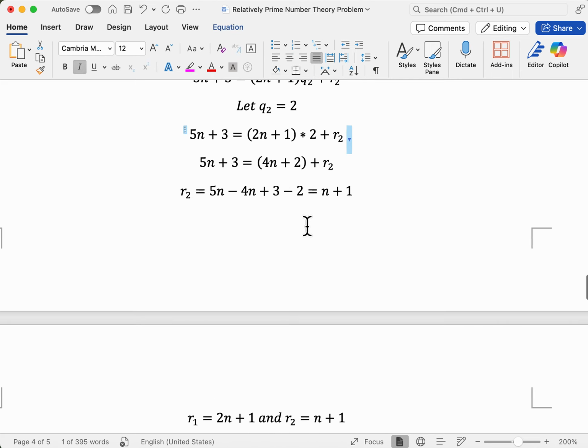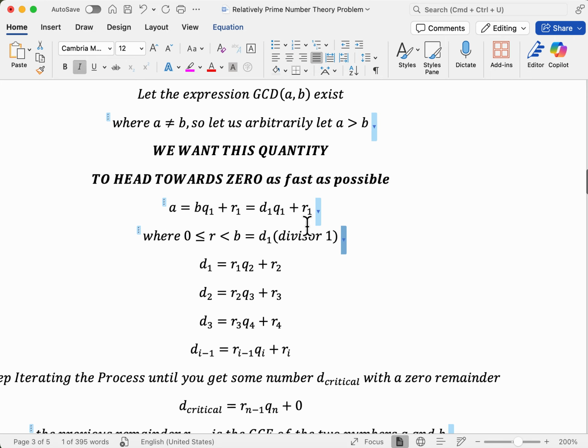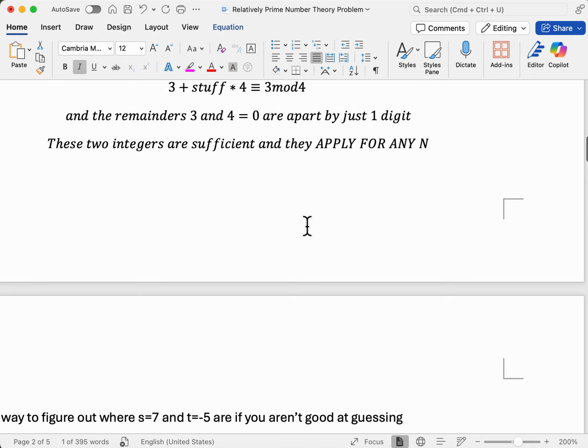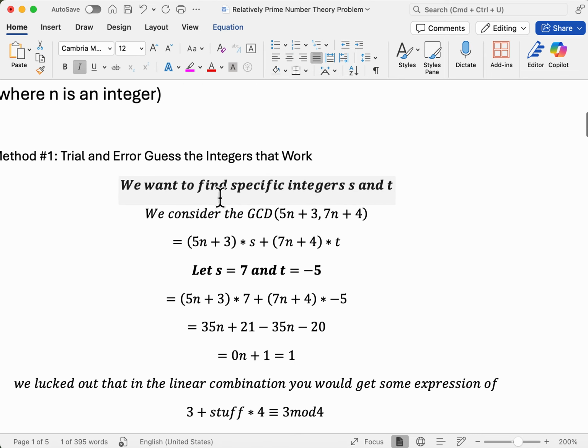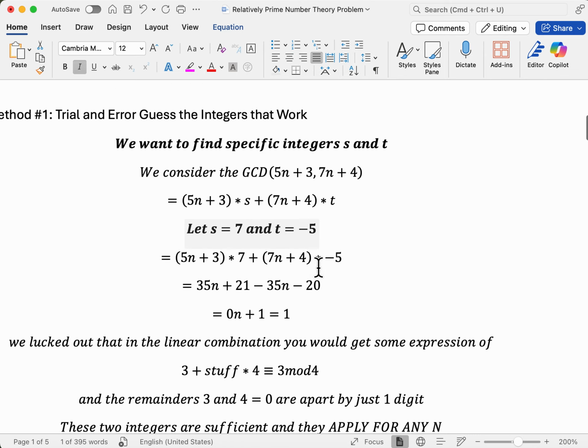Going back to the original problem, once you deduce that the integers you need are 7 and -5, you just put these in here and show that you get 1, and that completes the proof.